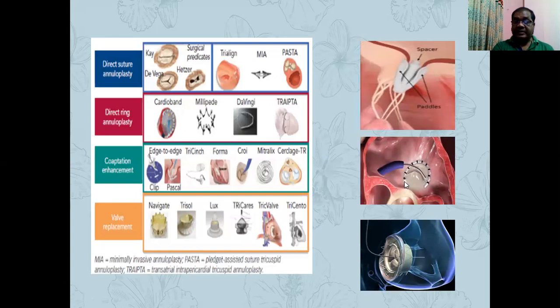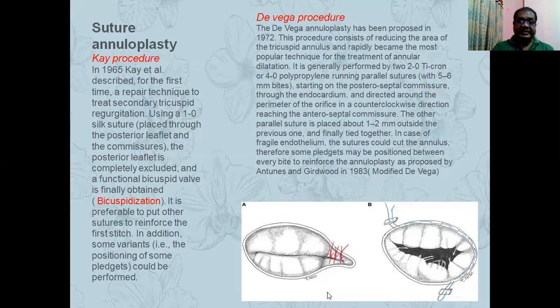And this is the percutaneous annuloplasty ring, and this is the percutaneous placement of the tricuspid valve. So we can replace the tricuspid valve by percutaneous route also, transcatheter route also. There are other ways of treating the functional tricuspid regurgitation.